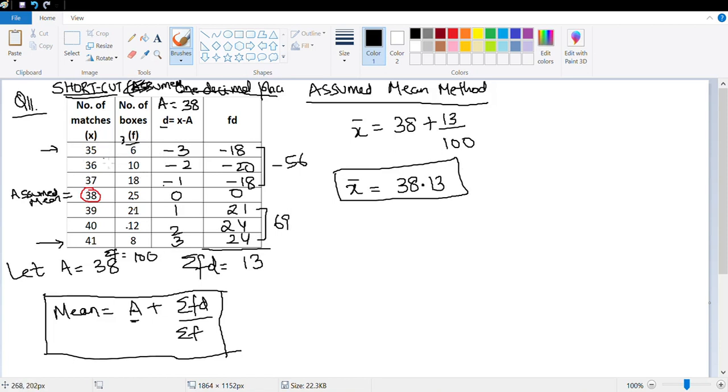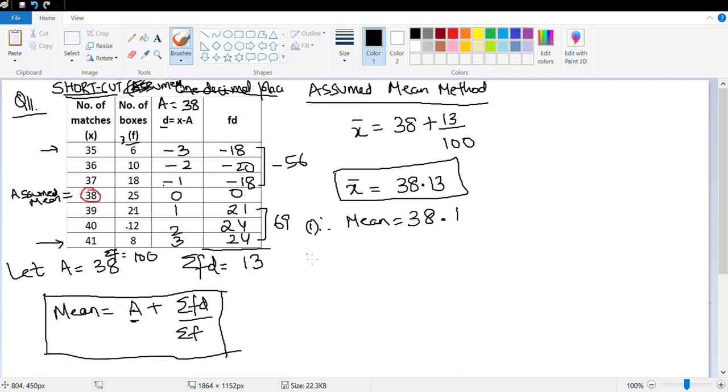When you have bigger numbers to multiply, this method works better. And the question says calculate to one decimal place. Therefore, mean is equal to 38.1 because they want my answer up to one decimal place.